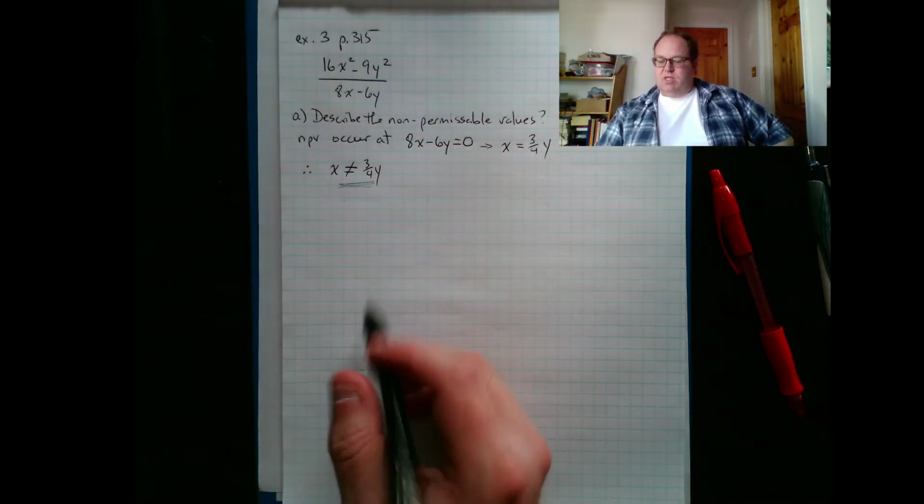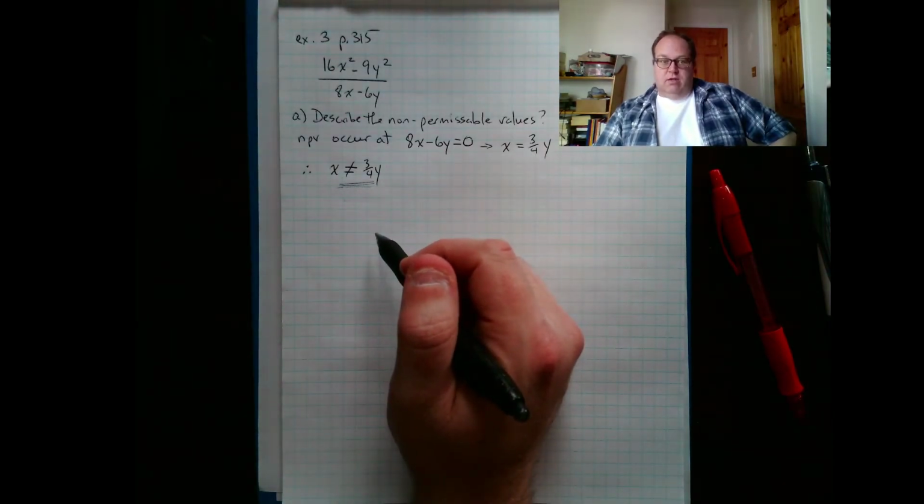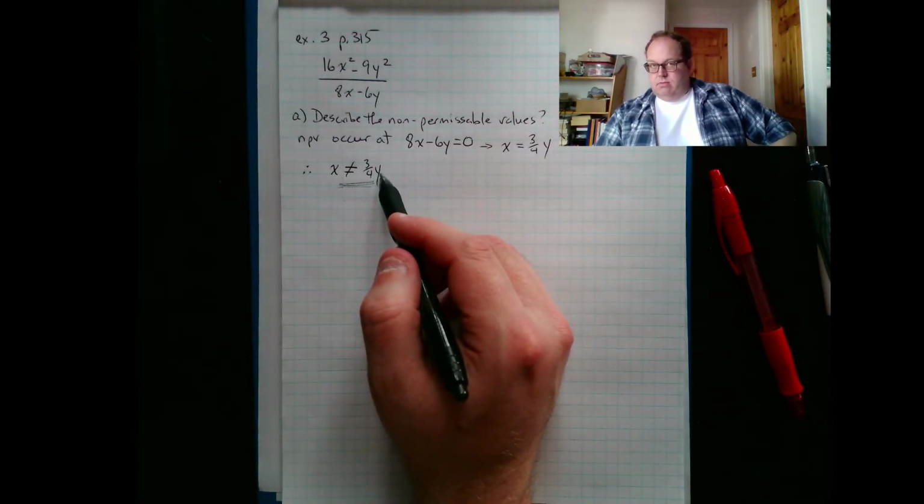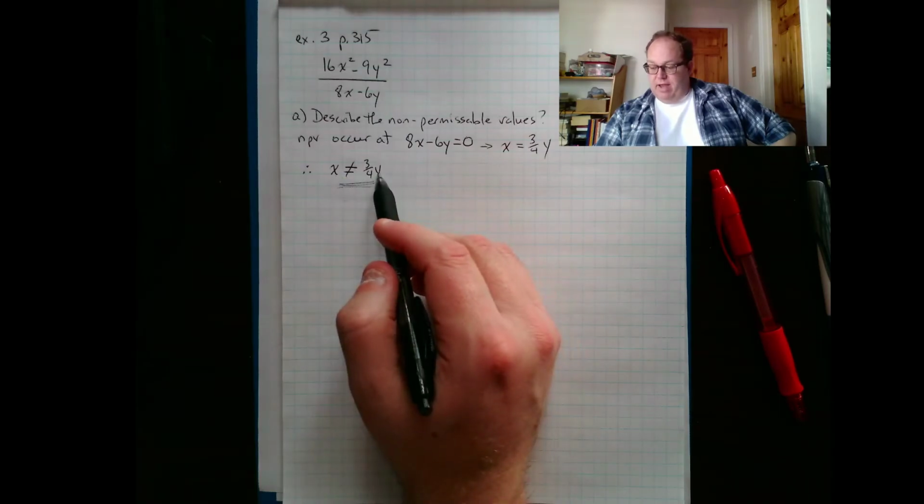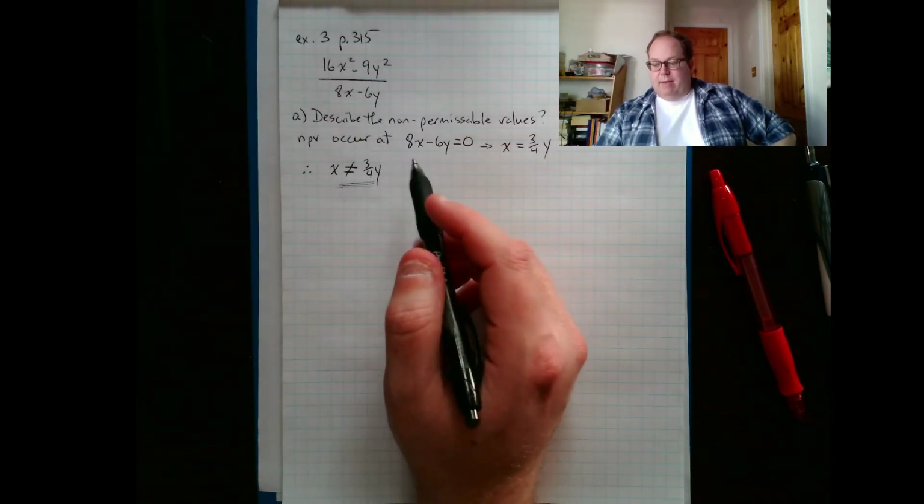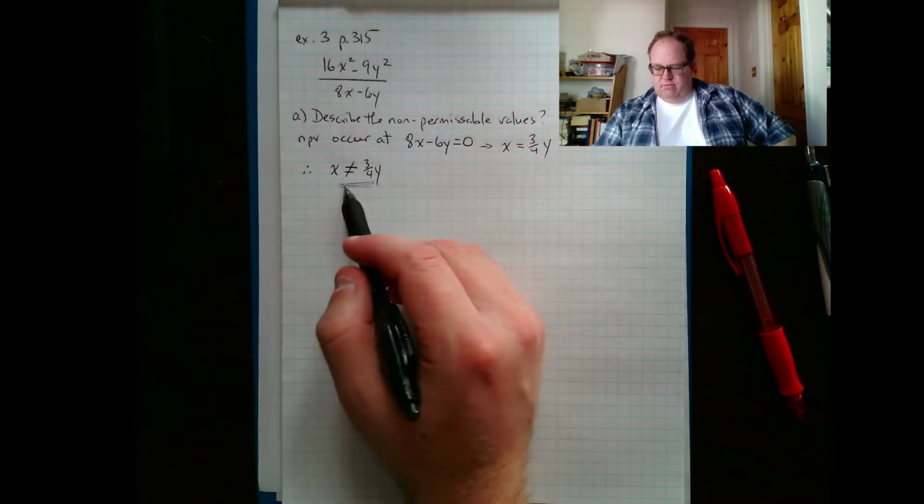Now, you'll notice that this is not just one value, it depends on what you've got in for y. So for instance, if I had a y value of 1, my x value couldn't be 3/4. And that can happen. You can have a variable dependent non-permissible value, and you can write it out in a very similar sort of way.